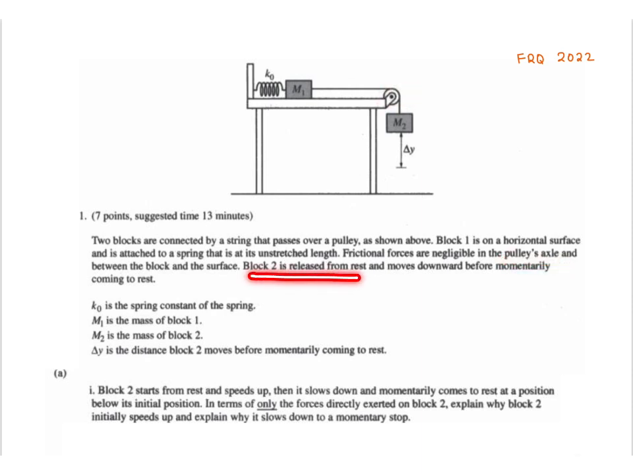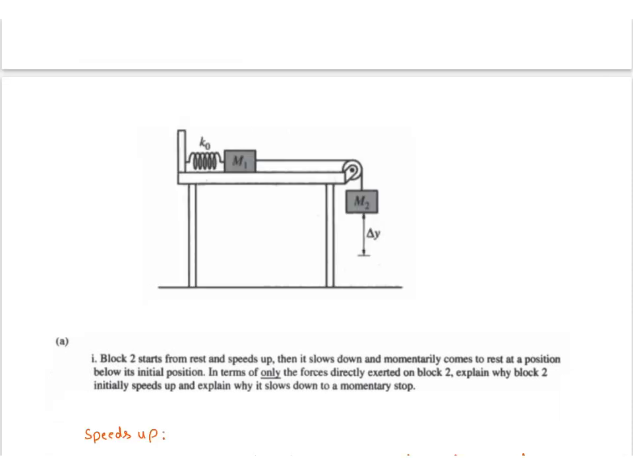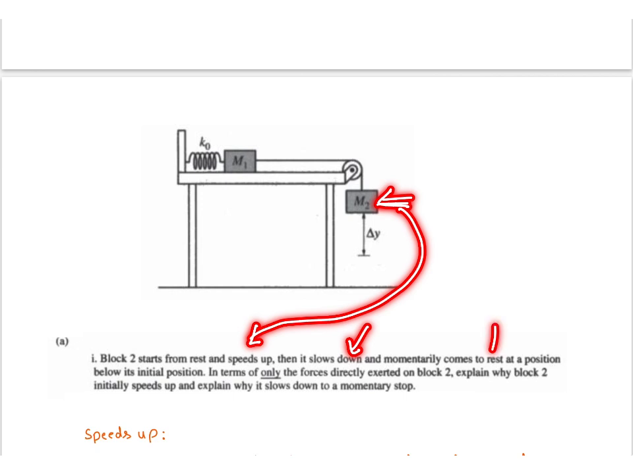Now block 2 is released. So this block has been released from rest and it moves downwards and finally comes to rest momentarily. Now let's see what is asked in question number 1, part A. They are saying that block 2 starts from rest. Okay, so it starts from rest, then it speeds up and then slows down, coming to rest.